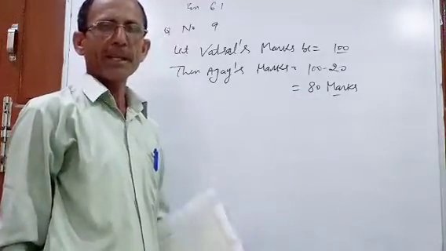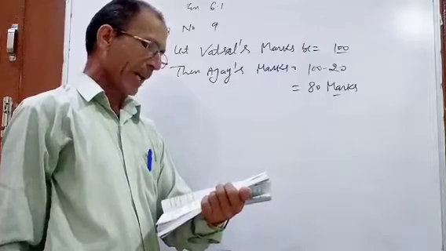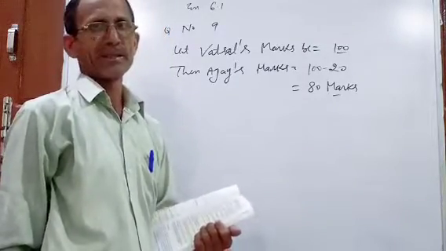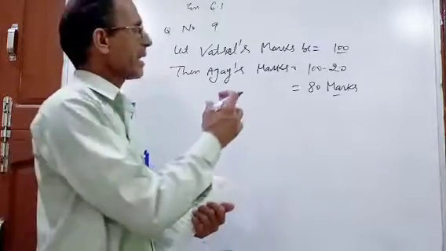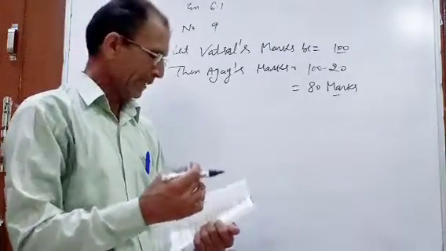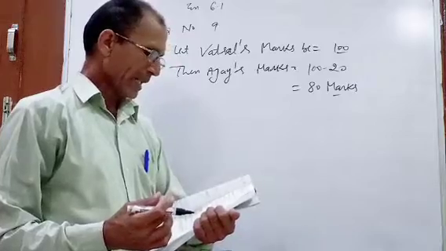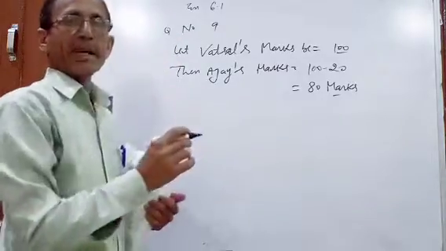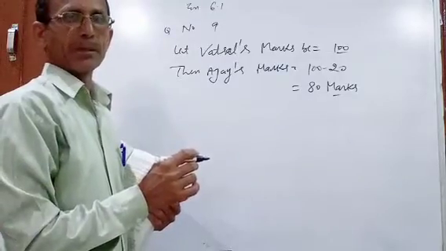So now what is the question? We have to find by what percent Vatsal's marks is more than that of Ajay's marks. By what percent Vatsal's marks is more than that of Ajay's marks. So by the unitary method I will solve this.